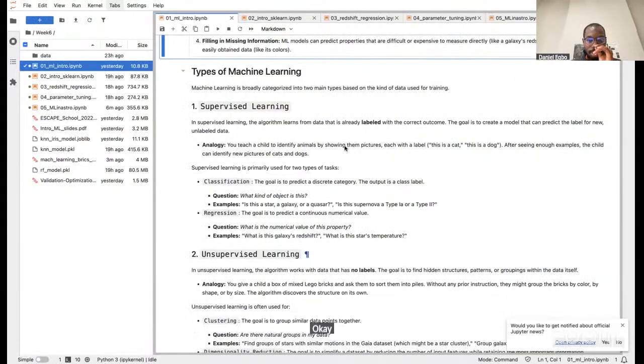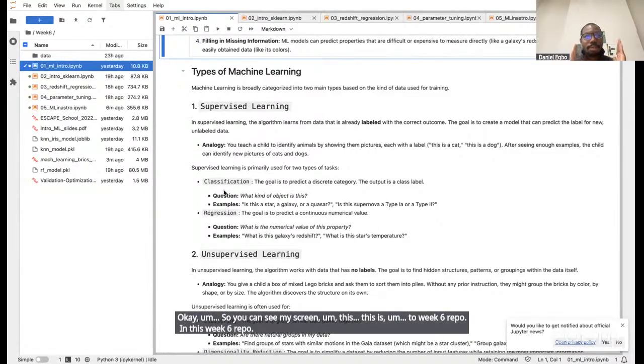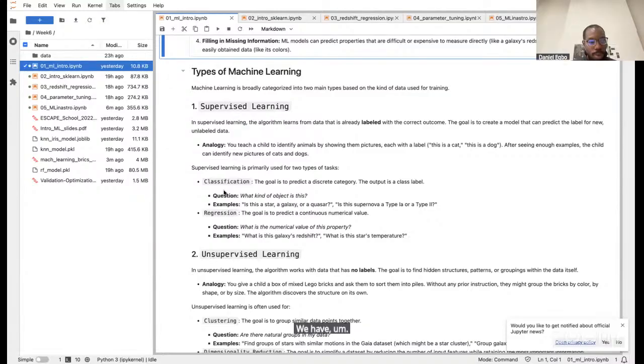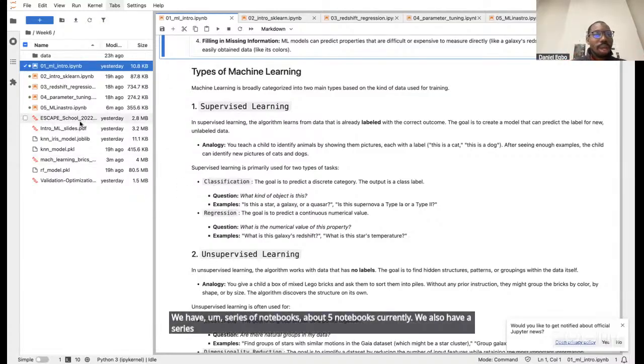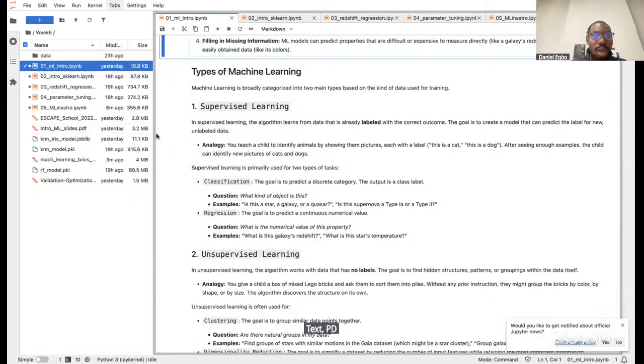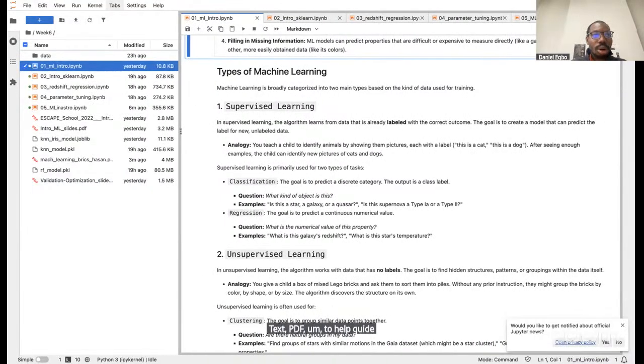Okay. So if you can see my screen, this is the week 6 repo. In this week 6 repo, we have a series of notebooks, about 5 notebooks currently. We also have a series of text and PDF files to help guide you on resources.